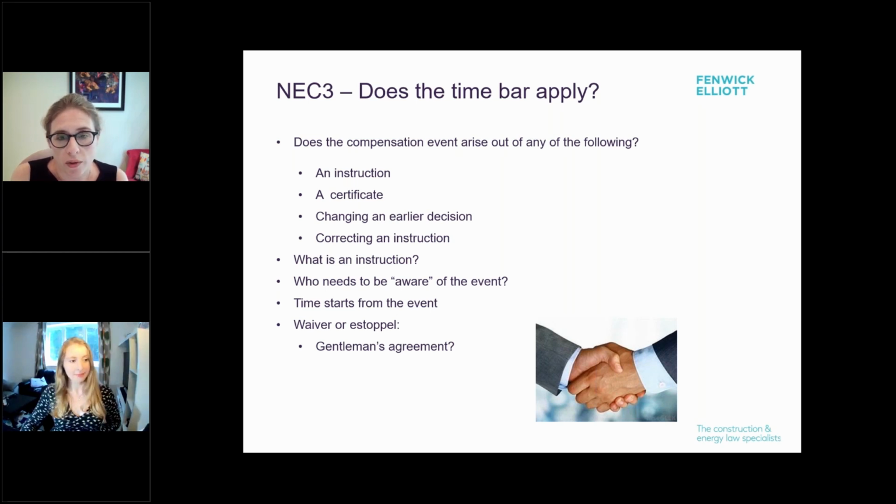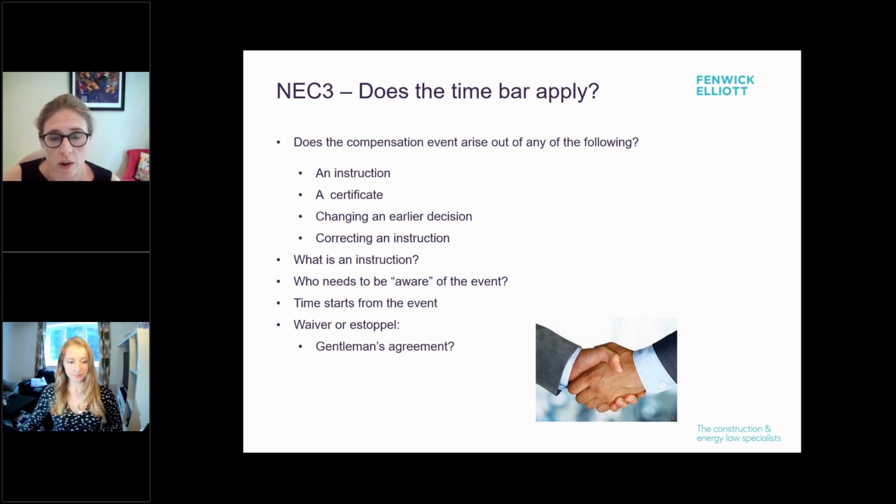Who needs to be aware of the event? There's sometimes a debate as to how senior up the chain of command the awareness needs to go. It's very unlikely that you're going to succeed in an argument that the board has to be aware of an event to have to notify this, but there may be levels within the site, a level of command, where you can make that argument. You need to check.